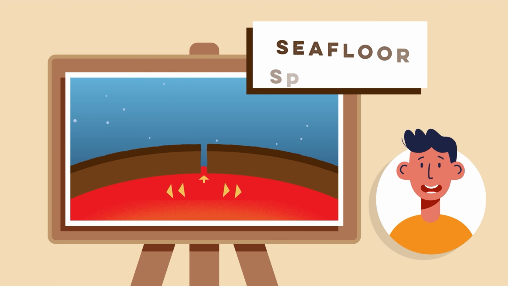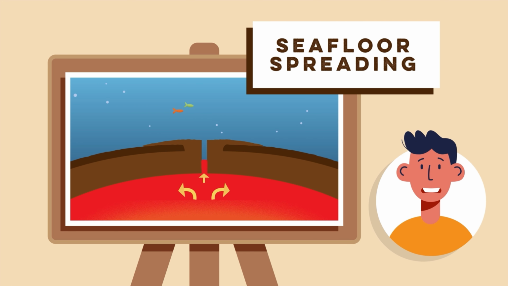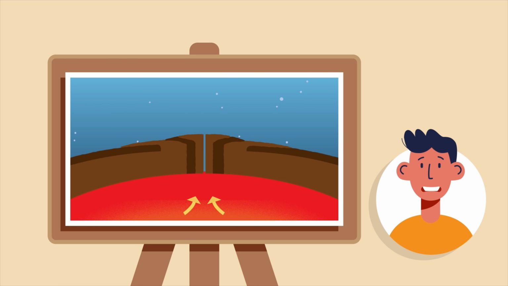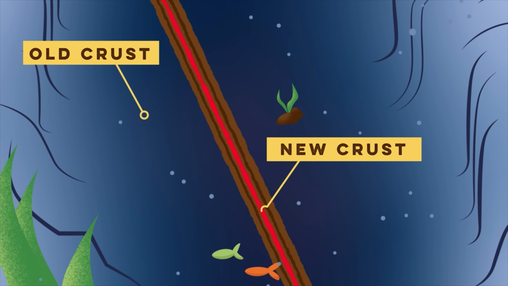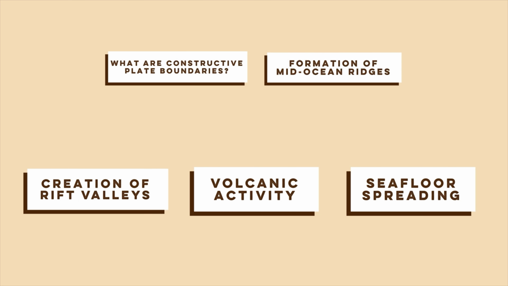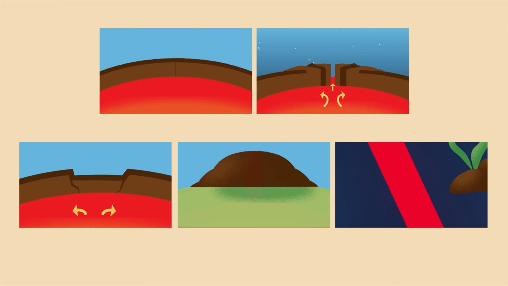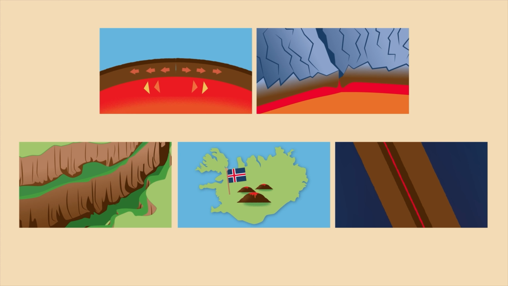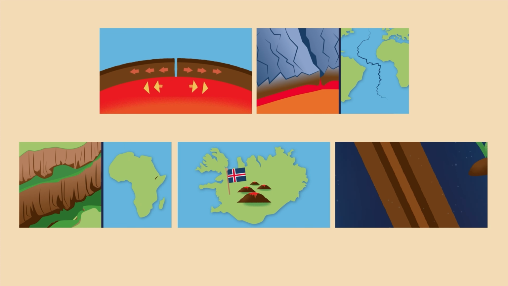Step 5 is sea floor spreading. As new crust forms at mid-ocean ridges, it slowly moves away from the ridge, causing the seafloor to spread. This process continually adds new material to the ocean floor, pushing older crust further away from the ridge and contributing to the expansion of ocean basins. Next time you think about the Earth's crust, remember the dynamic process of seafloor spreading and volcanic activity at constructive plate boundaries. These boundaries are vital in continuously shaping and reshaping the Earth's surface.